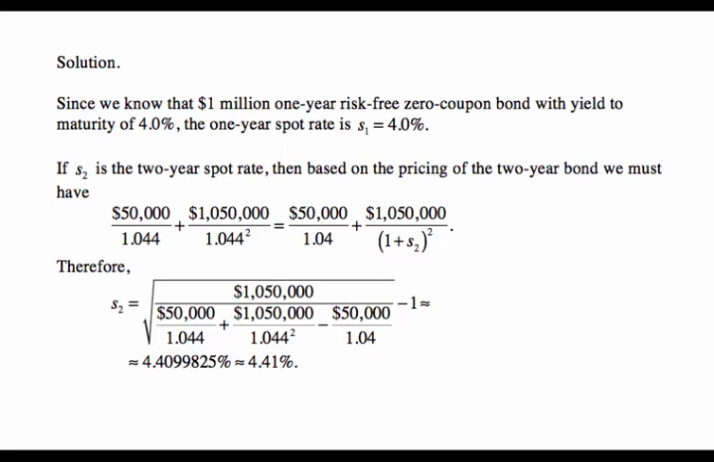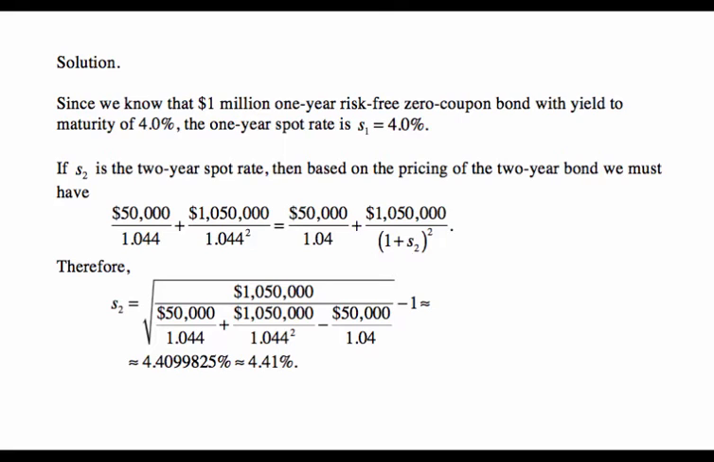Now, if S2 is the 2-year spot rate, then based on the pricing of the 2-year bond, we must have, take a look at what this says. The 2-year bond pays $50,000 in 1 year, and $1,050,000, which consists of the $50,000 coupon plus $1 million par payment. The maturity payment is the par value of the bond, and that's paid in 2 years. And the left-hand side of the equation here has them discounted at the yield of that bond, the same interest rate used for discounting of every cash flow.